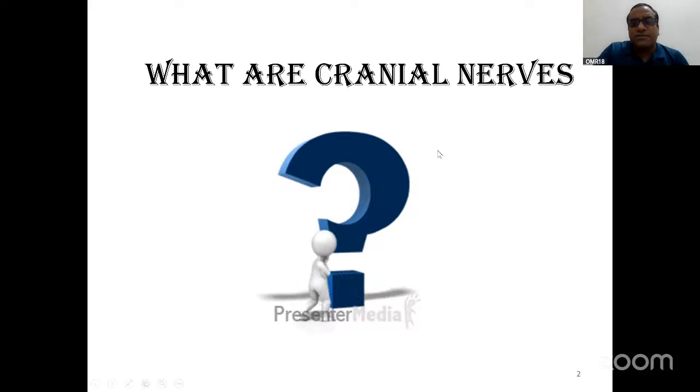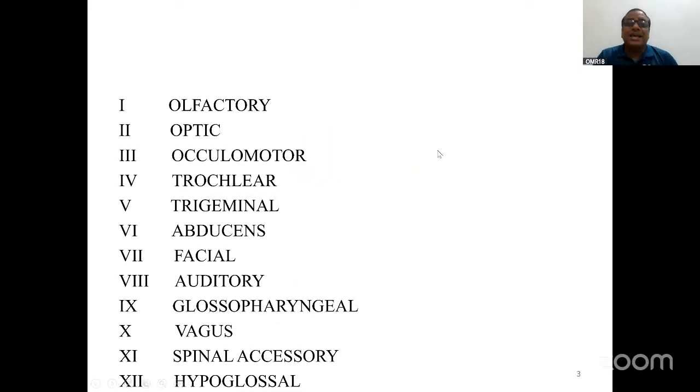So, the cranial nerves. Dear students, there are 12 cranial nerves and these numbers are fixed. We cannot change the number. These are fixed: 1, 2, 3, 4, 5, 6, 7, 8, 9, 10, 11, 12 cranial nerves are there.